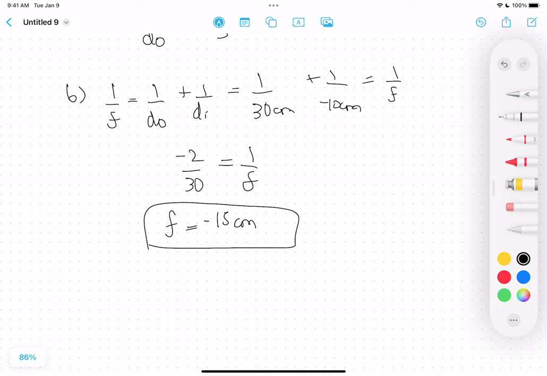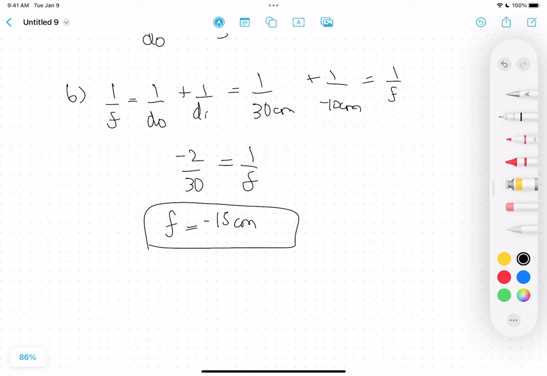Diverging, right? Because like we said, if we're talking about negative values, then we're talking about virtual images, negative focal lengths, diverging lenses, because you're producing virtual images. So usually when you see a negative focal length or a negative image distance, you're looking at convex mirrors and diverging lenses, because those will produce a virtual image.